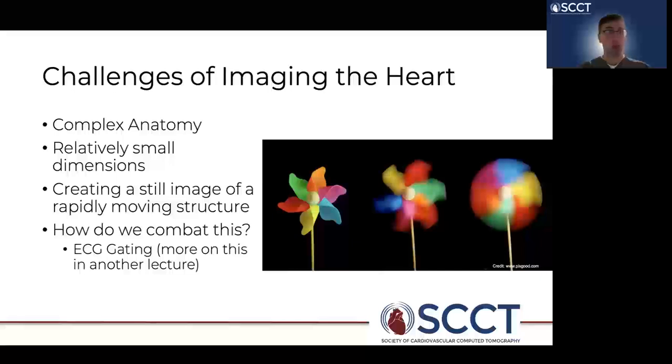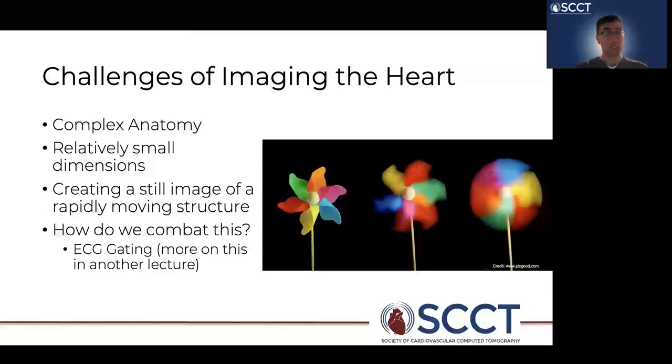As I just touched upon, there are many challenges in imaging the heart. The heart is a very complex structure. You have coronary arteries that generally don't go in a straight direction. They curve, they give off branches. The coronary arteries, compared to the rest of the body, are very small. We're talking about a few millimeters in diameter. And we're trying to create a still image of a rapidly moving structure. And the heart is moving in multiple ways, right? It's moving in the longitudinal direction, in the transverse direction, and torsional as well. And so it's rapidly moving, and we need to try to get accurate images. So it's a challenge. And how do we do this?